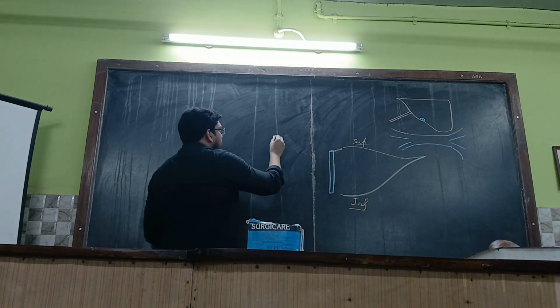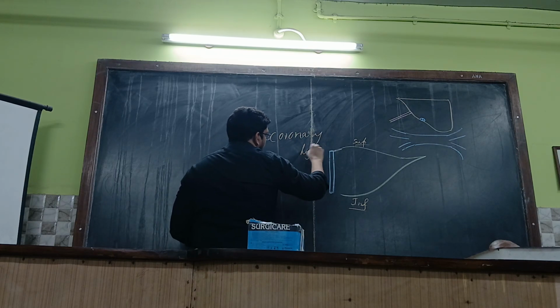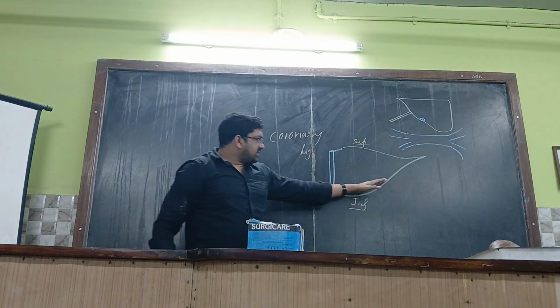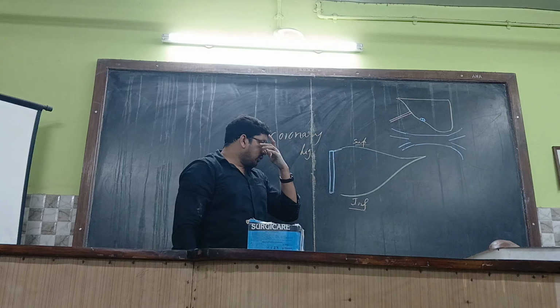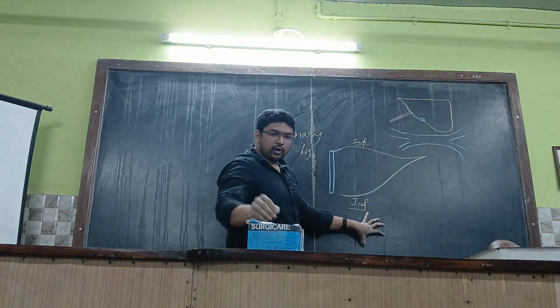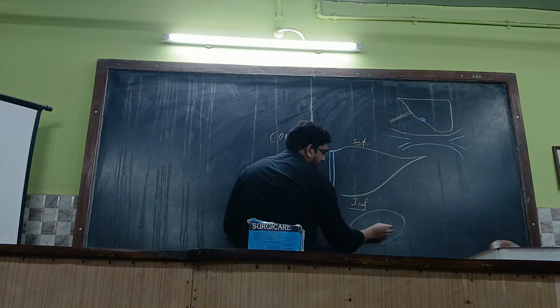So what is this ligament called? See here, one more thing you are supposed to understand. This is attaching with the diaphragm, is it not? This is attaching with the diaphragm. And one more thing you are supposed to understand is, for example, here there is a kidney over here. For example, there is a right kidney over here.